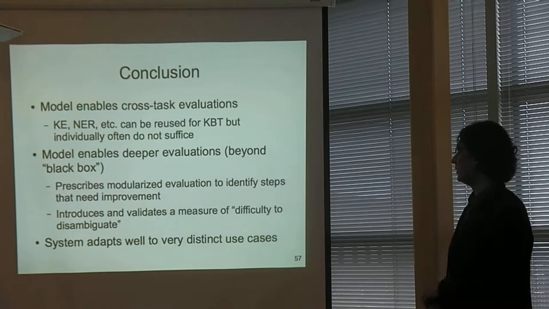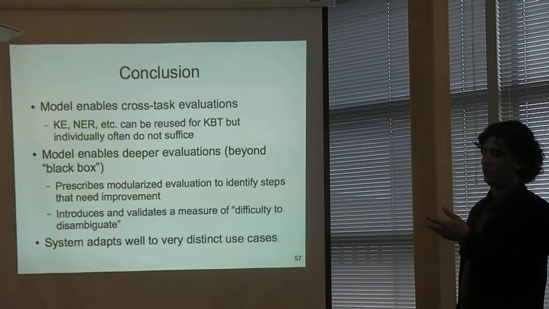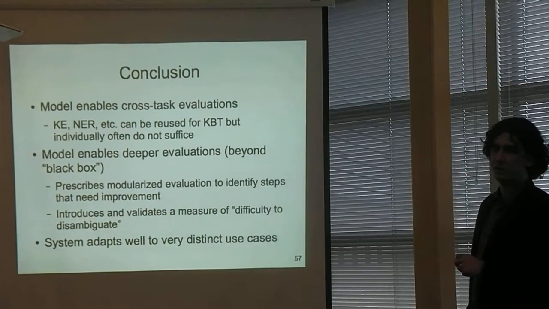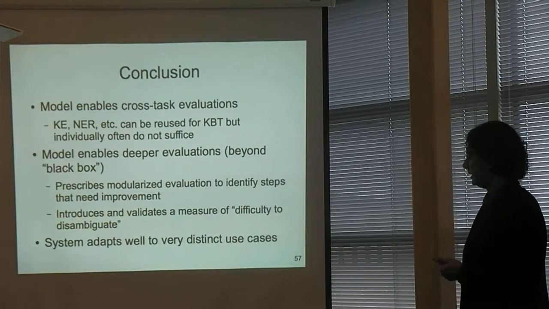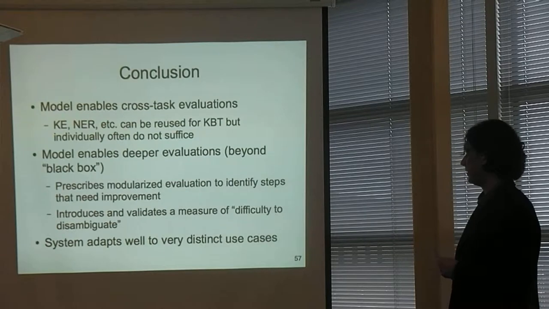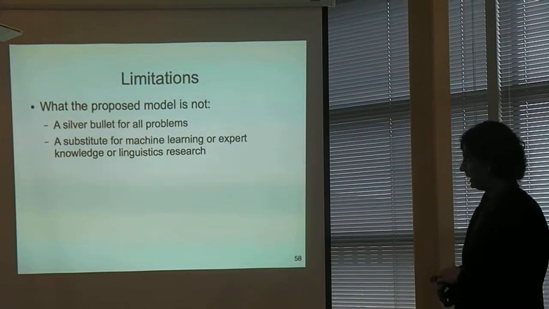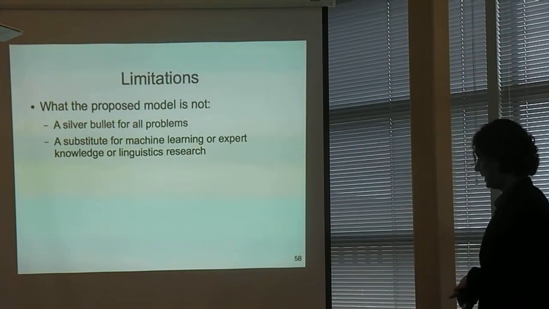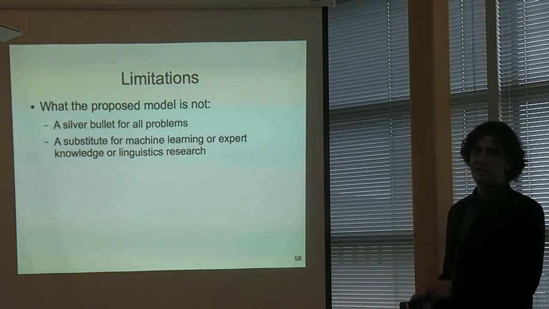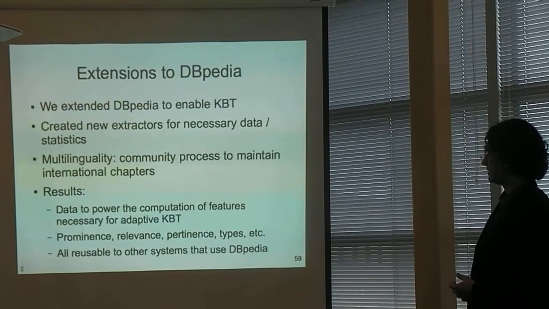Also, by looking at this evaluation in modularized ways, we can see if our errors are happening in the spotting or in the phrase recognition step, or if it's happening in the disambiguation step, and this allows us to adapt the workflow to get better results. I showed use cases where the system adapts very well to the particular needs of those use cases. That being said, I'm not claiming that I have a silver bullet for all problems, and I'm not saying that machine learning or expert knowledge or linguistics research are not needed. This is a first step towards an adaptable knowledge-based tagging system.